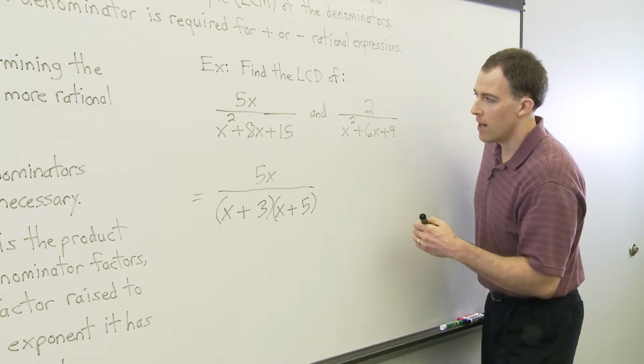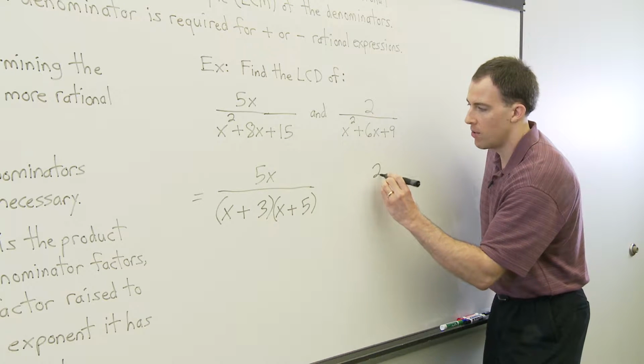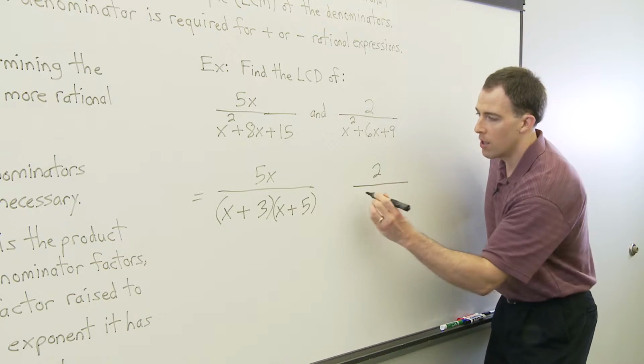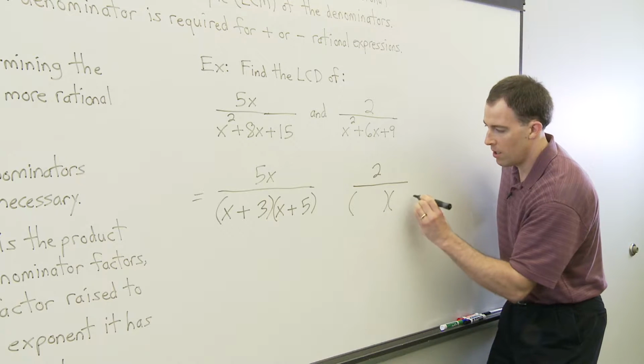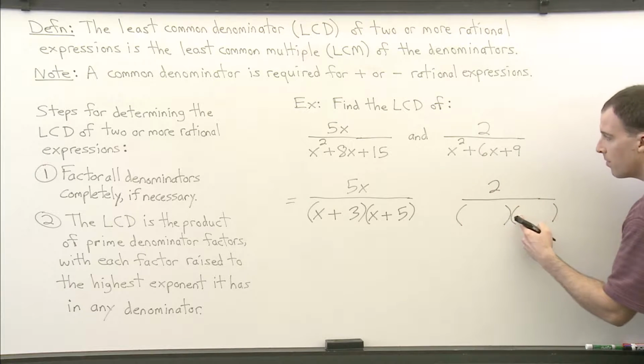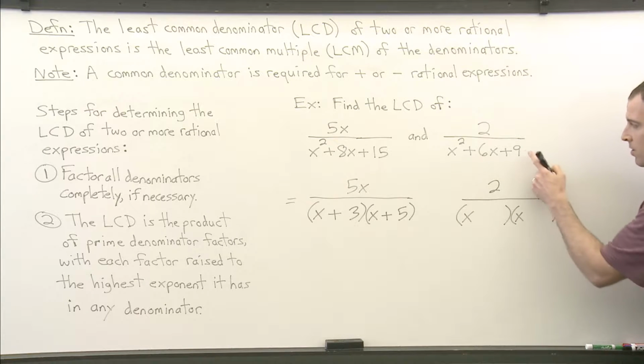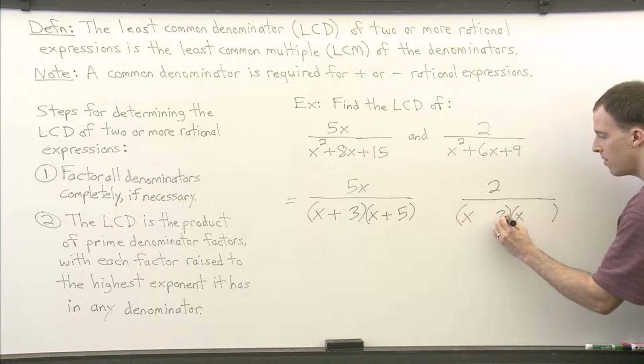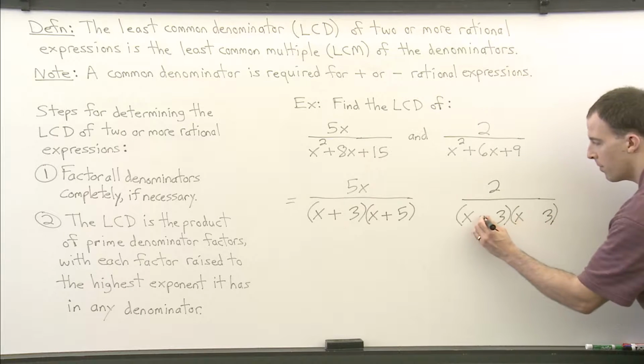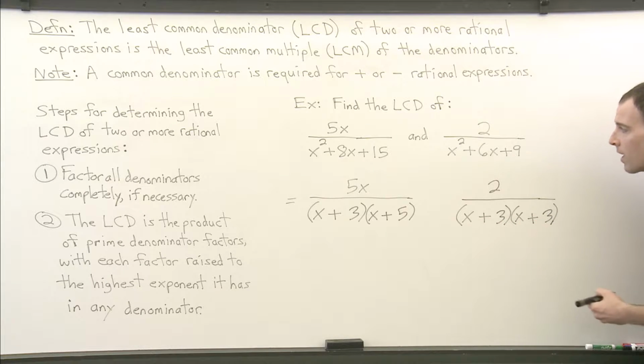For the second fraction, let's try to factor the denominator. We've got 2 over, let's see, what times what would be x squared? x times x. And what times what is 9 and adds up to 6? That would be 3 and 3. And if we make both signs positive, it'll work out properly.